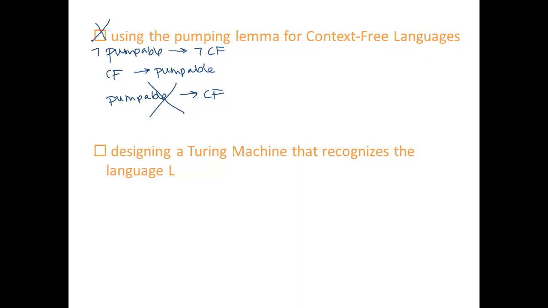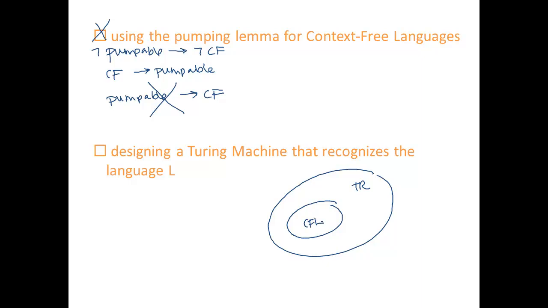Okay, how about designing a Turing machine that recognizes the language L? So let's remember that if this is our Turing recognizable languages, our context-free languages are a proper subset of the Turing recognizable languages. So if something is context-free, it is Turing recognizable, but if we know that a language is Turing recognizable, we can't conclude that it's context-free. It could be here. So just showing a recognizer doesn't tell us that the language is also context-free. So this doesn't work.